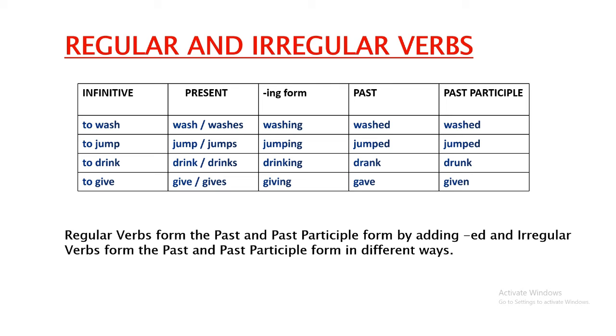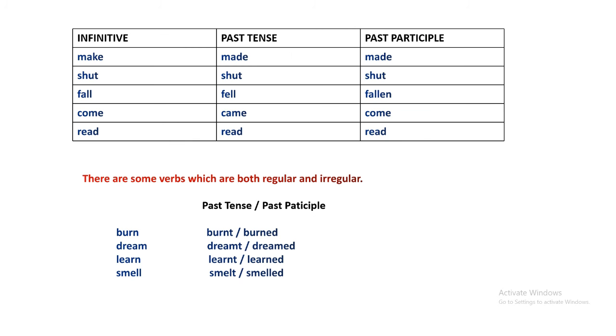Remember, in irregular verbs, past tense and past participle forms are different. So there's no rule for how to form these past and past participle forms. You have to learn them through experience by reading, or you can study the irregular verb list with past and past participle forms. Here I have taken the main three forms of the verb: infinitive, past tense and past participle.